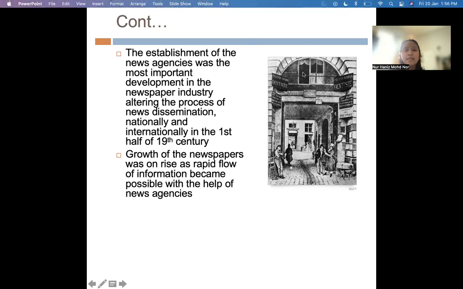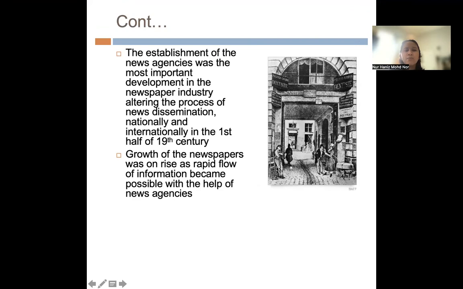The establishment of the news agency was the most important development in the newspaper industry, and the growth of the newspaper was on the rise as a rapid flow of information became possible with the help of news agencies. From time to time, people want to evolve. I don't think I have mentioned this before in this class, but what is constant in life is change, and people like to evolve to become better. To become better, you have to have information, and with information, you can decide what to do.